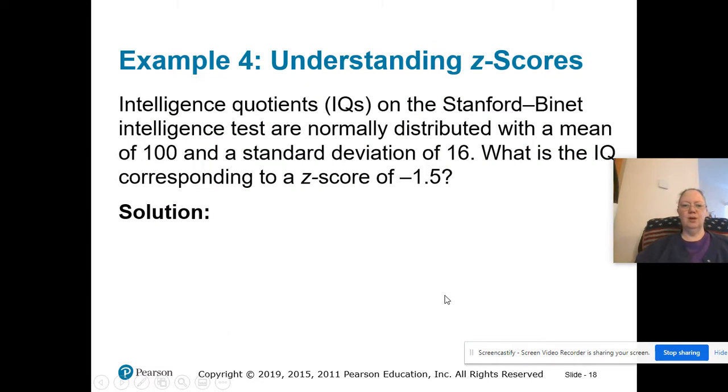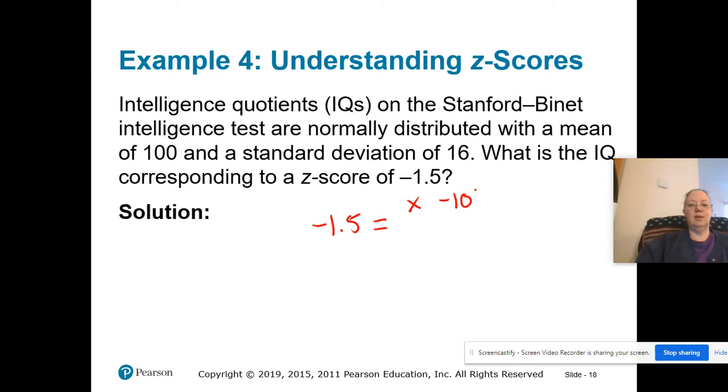Okay, so IQ. Actually, I think I'm going to do the IQ on the next video. Oh, nope, I am going to do it on this video, sorry. IQ, Stanford Binet intelligence test, normally distributed with a mean of 100, standard deviation of 16. What is the IQ score corresponding to a z-score of negative 1.5? So we know the z-score, we're trying to find the data item. So we have our z-score, negative 1.5, and we don't know what the data item is.